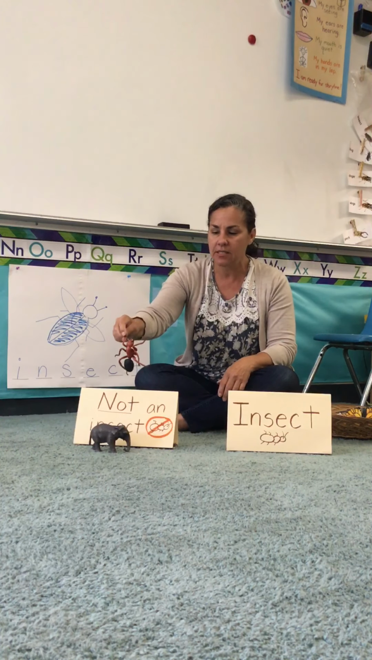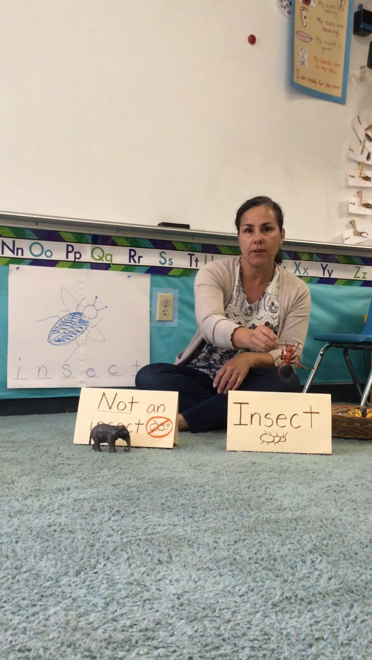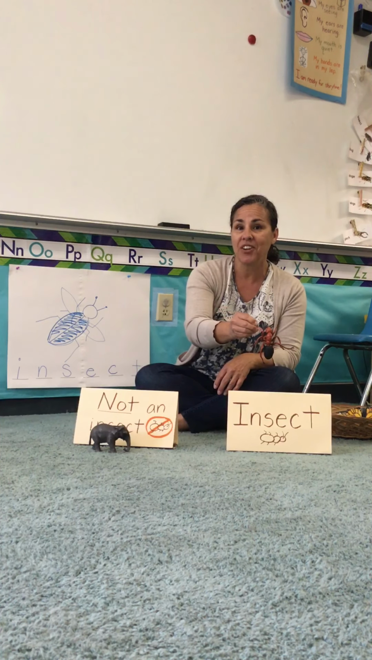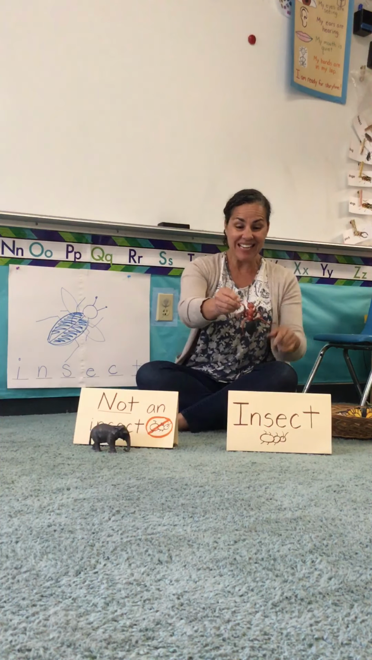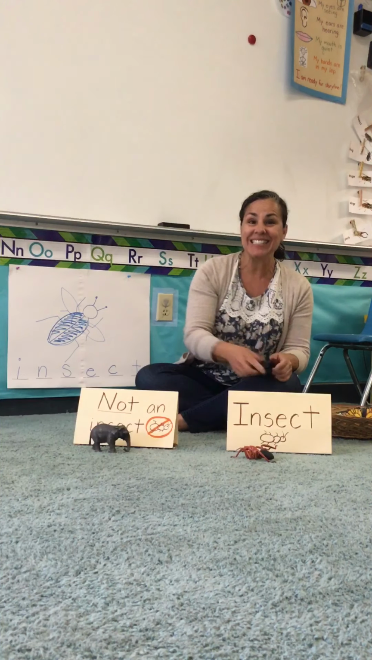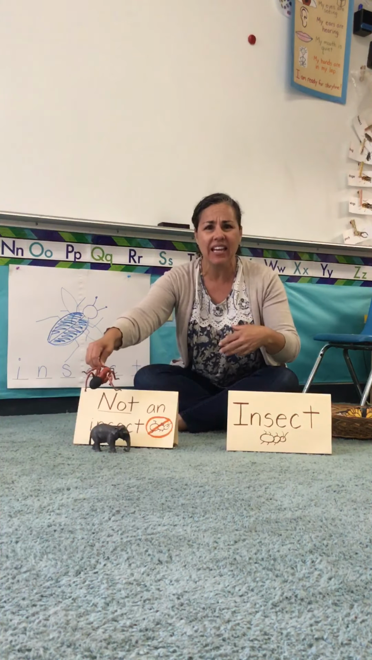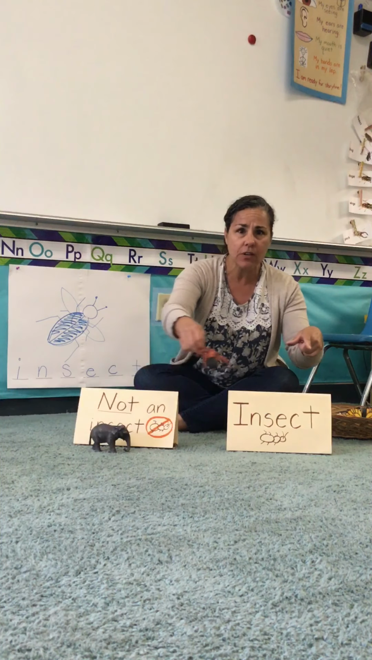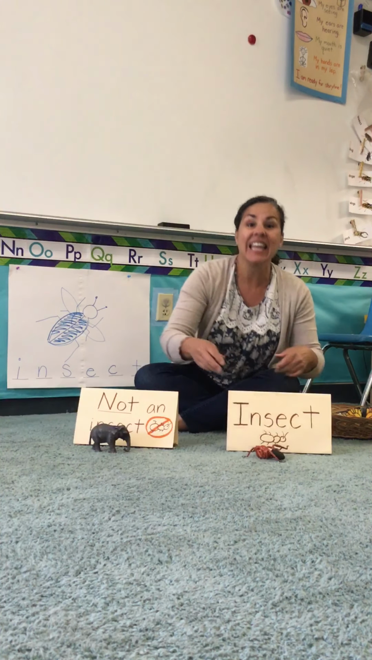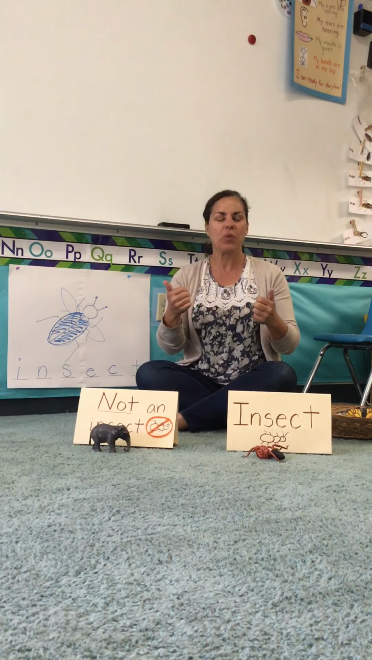Does this ant go here or here? Here or here? Show me with your finger. You're right. An ant is an insect. Awesome job. Now, if you said an ant goes over here, that's okay. Move your finger over here and say insect. Great, friends.